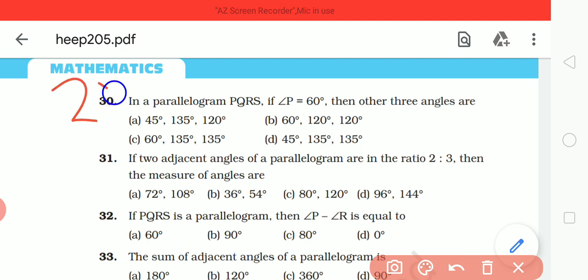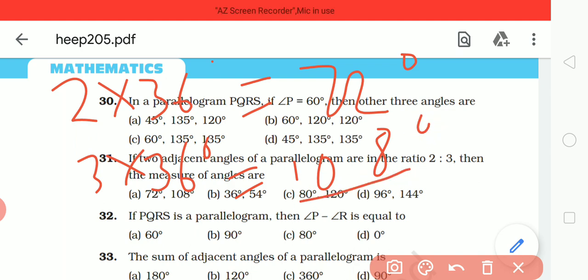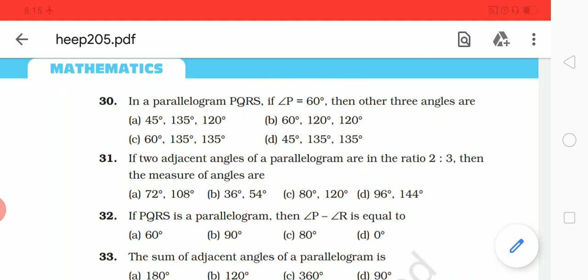So the angles are 2 into 36 and 3 into 36 degrees. So this is 72 degrees, right? And this is 108 degrees. So let us check which option is showing you the same thing. That is A option, right?